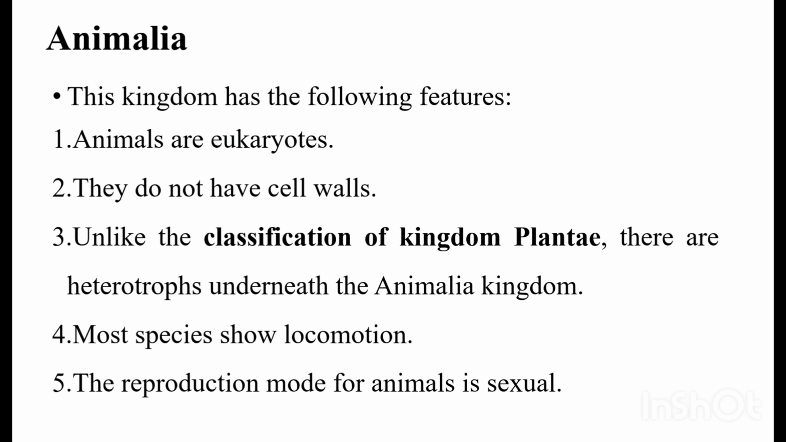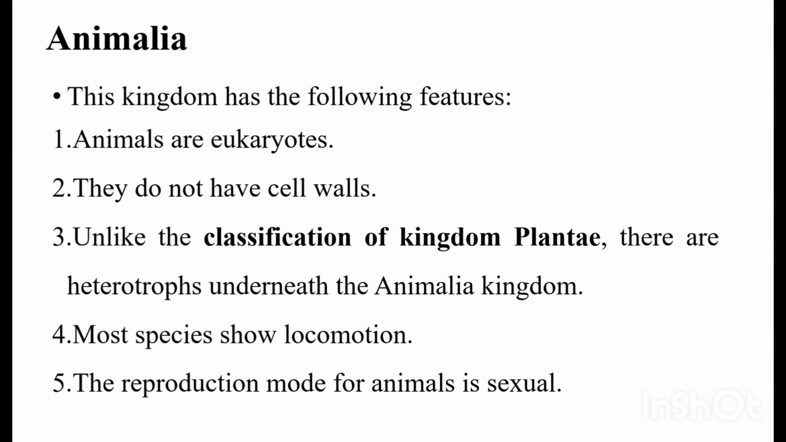Then animal kingdom. Animals are eukaryotes. They do not have a cell wall. Unlike plants, they are heterotrophs and depend on other organisms for their nutrition. Most species show locomotion and the reproduction mode is mainly sexual. So it is all about the five kingdom classification which was proposed by R.H. Whittaker.